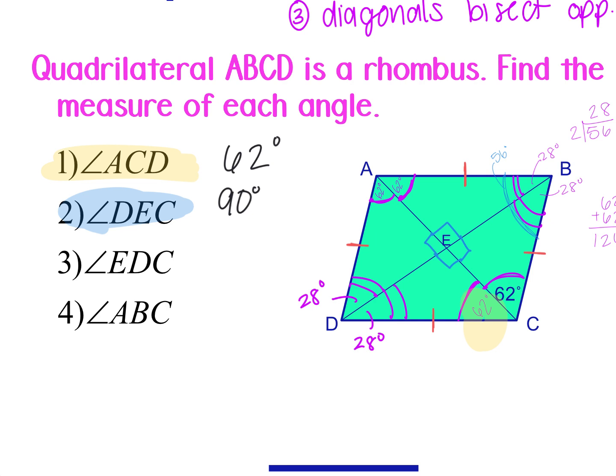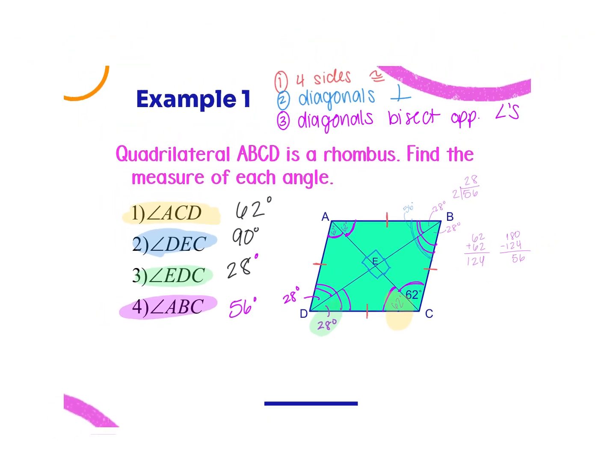What about EDC? 28, good. Just showing you where it is. EDC is right here. ABC is not 28. What is it? It is 56 degrees. Okay, you're adding them together. 56 degrees. Okay, questions on this?